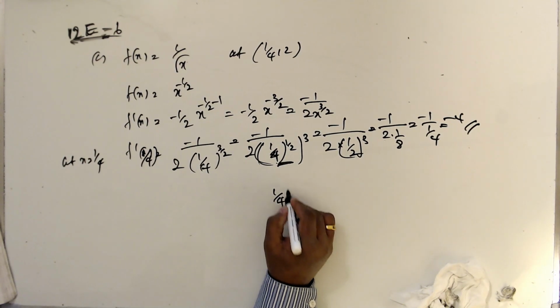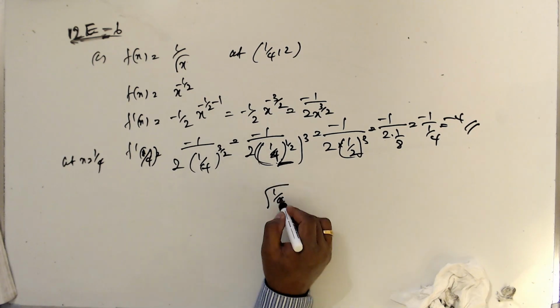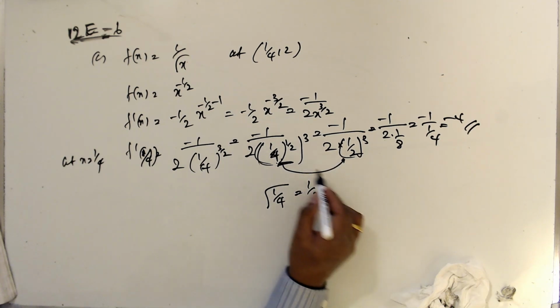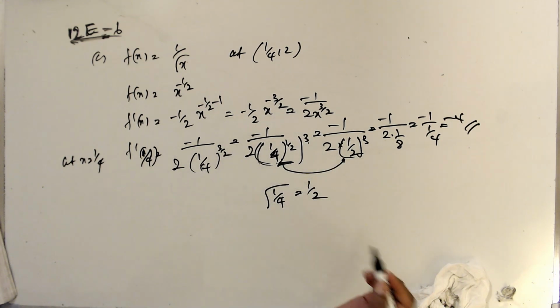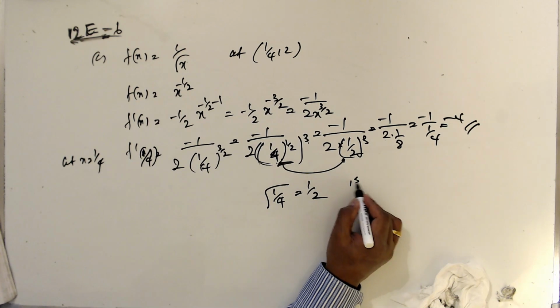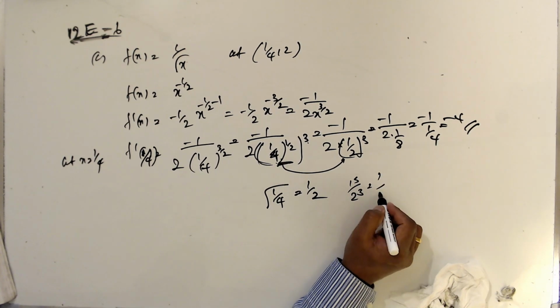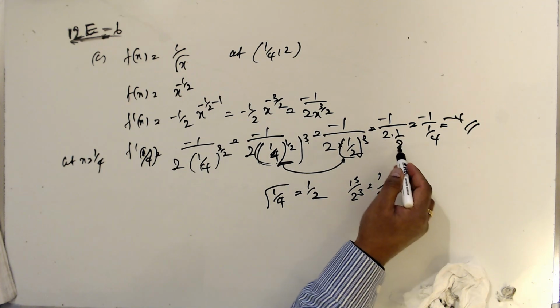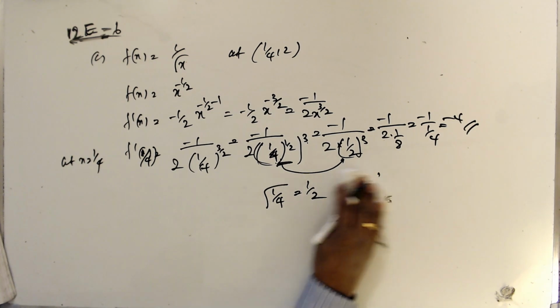1 over 4, square root, half, that is half. That's why it is half. Then half times 3. It means 1, 3, 2, 3. 1 over 8. So 2 over 1 over 8, the 2s cancel out, 1 over 4.